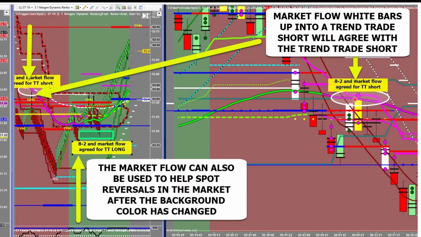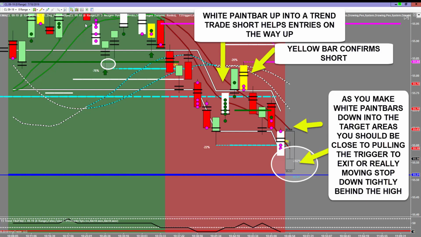Remember, buy low, sell high. We want to sell high so we can take our money on the way down. You will see this happen a lot. Sometimes you'll get a white paint bar up and you're going short, and they'll give you one more bar up, but you won't get stopped out, and then you'll get a market flow short signal. Anytime you're already short and you get a market flow short signal, it makes you feel good.